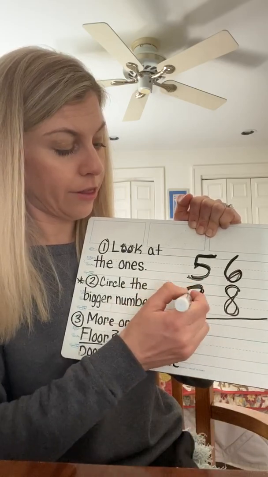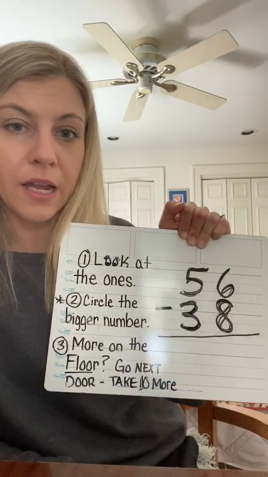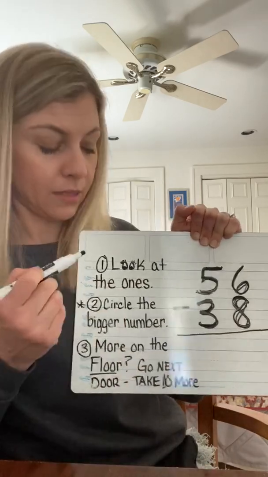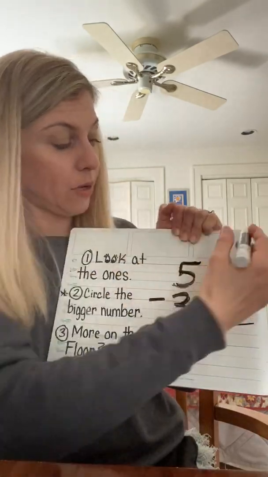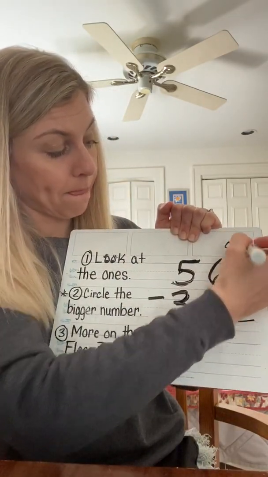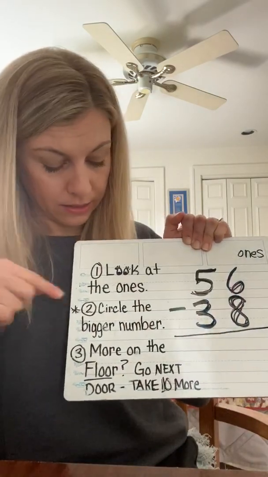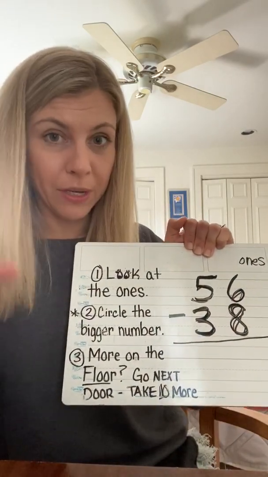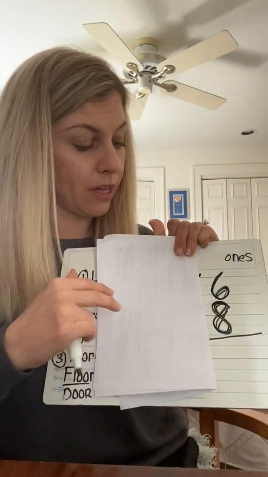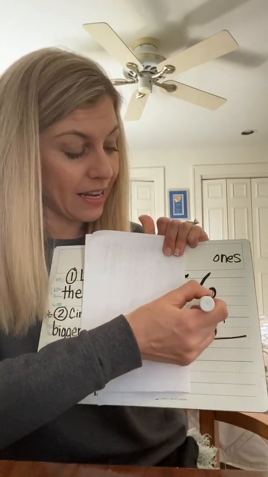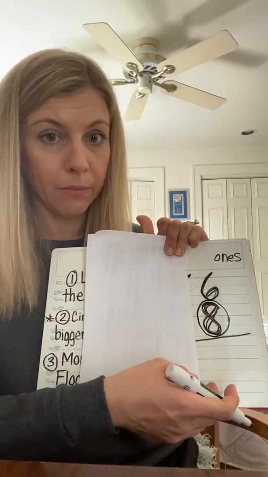Take away 38. Okay, and then we're going to follow the steps. Step 1. Look at the ones. Okay, here's my ones column over here. Let's look at the ones, 6 and 8. Step 2, circle the bigger number. Ooh, what's bigger, the 6 or the 8? Yes, the 8 is bigger and it's down here on the floor or the bottom, okay?